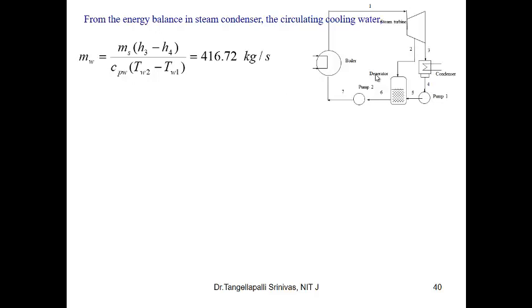In the condenser, the amount of circulating water required is determined from the heat balance, that's heat lost by the hot fluid is equal to heat gained by the cold fluid. Here the hot fluid is condensed steam, and the cold fluid is the circulating water, and the circulating water heat is m cp delta T. The water inlet temperature is 25 degrees centigrade, and the water outlet temperature is 25 plus 8, as per the given data. So the amount of circulating water required is 416.72 kg per second.